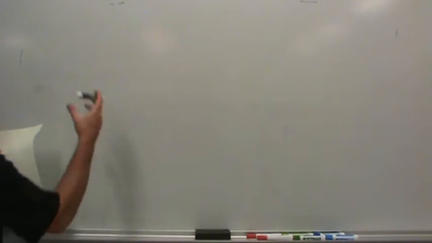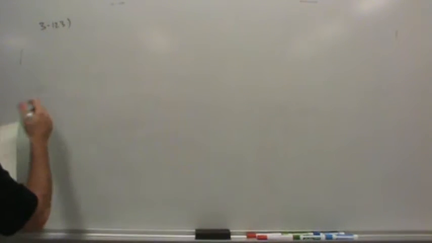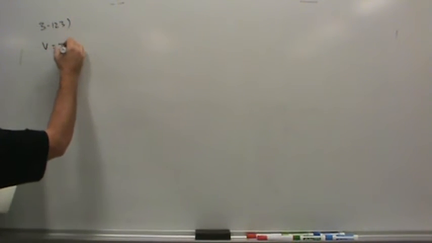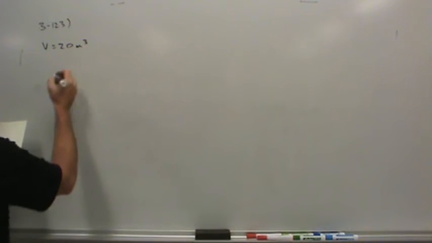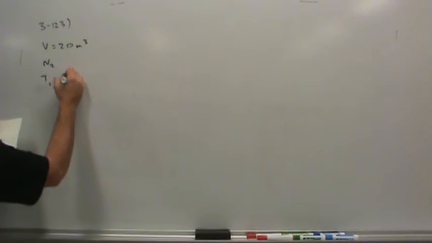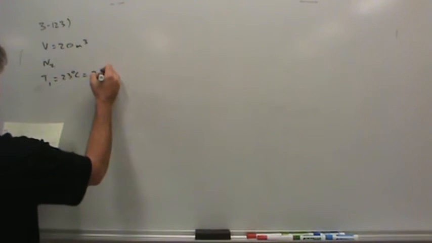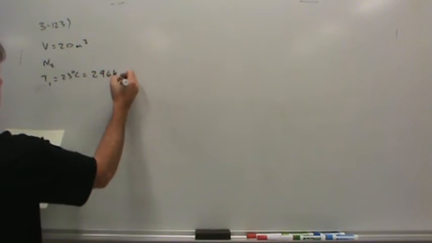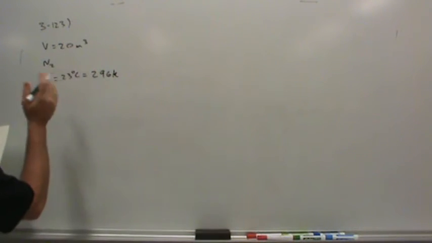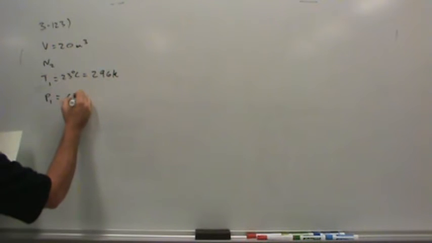Okay, so we've got two states here. 3-123. We've got the initial state, and of course the volume of the tank is constant, that's 20 cubic meters. It is nitrogen, initial temperature 23 degrees Celsius. Since nitrogen is most likely going to behave as an ideal gas, we'll go ahead and convert that to Kelvin. We'll have to do that in any case. The pressure is 600 kilopascals.